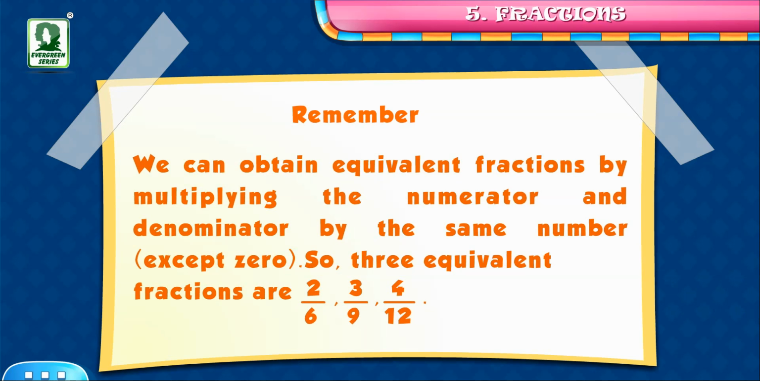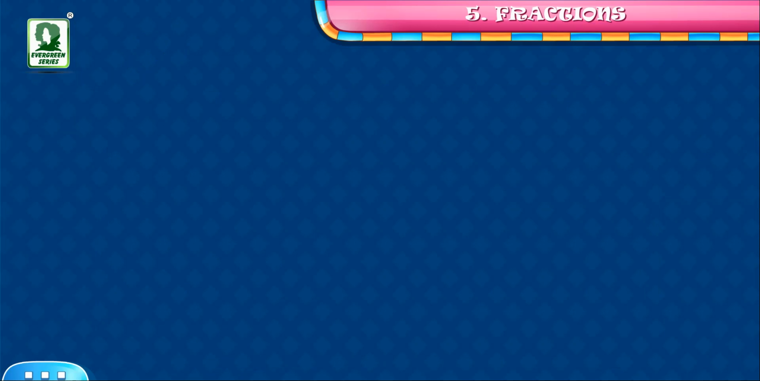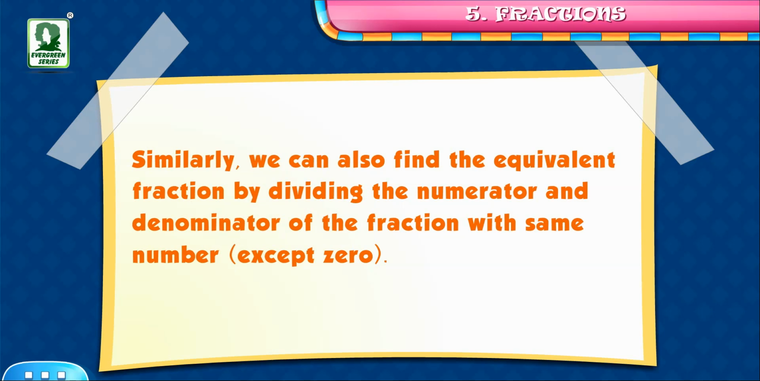Remember, we can obtain equivalent fractions by multiplying the numerator and the denominator by the same number except 0. So 3 equivalent fractions are 2 by 6, 3 by 9, 4 by 12. Similarly, we can also find the equivalent fraction by dividing the numerator and denominator of the fraction with same number except 0.